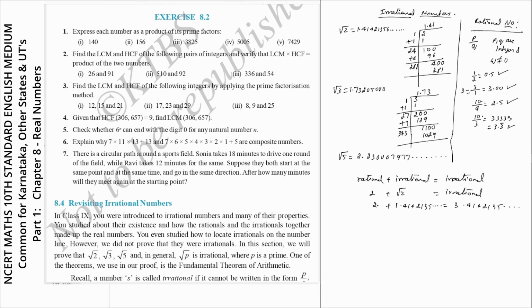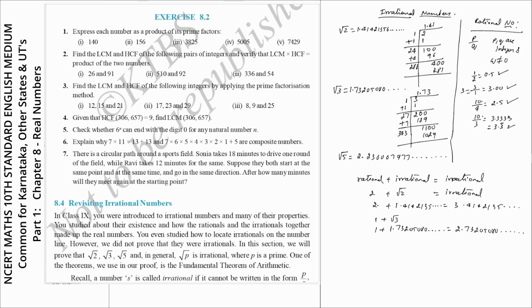Similarly, if you add 1 plus root 3, root 3 is an irrational number. So what is root 3? We came to know it is 1.73205080, and it is not terminating. So if you add these two numbers, it is 2.73205080. So for an irrational number, if you add a rational number, the result is an irrational number.